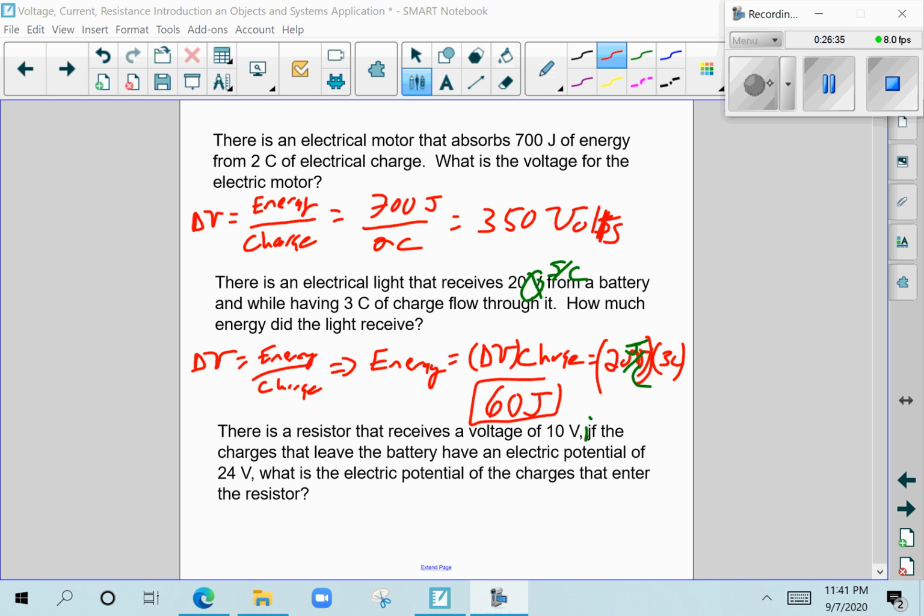You can actually think of this kind of like our whole package thing. If I have a business that receives 10 boxes and the truck drives away from the business with 24 boxes, the question is, how many boxes were in the truck to begin with? And the answer really is 34 boxes. My voltage, 10 volts, is equal to the change in the potential, electric potential.